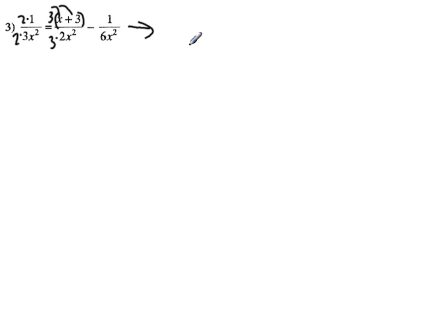I decide if I want to do that or not. Yeah, I will. I want to multiply by my 6x squared. That was my common denominator I came up with. So I'm going to do 6x squared times the left side. I'm just copying this part right here.